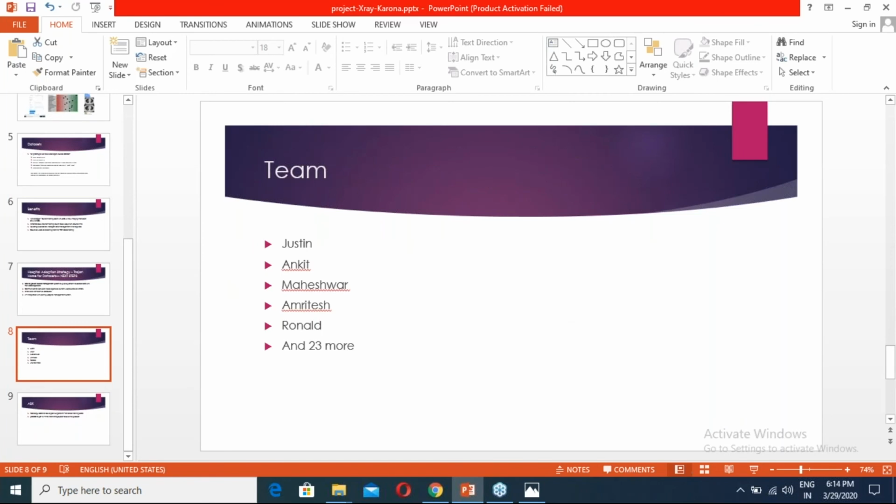I would like to acknowledge the massive contribution by our team, Ankit, Maheshwar, Amritesh, Ronald, and 23 more people who have really helped in building this project.